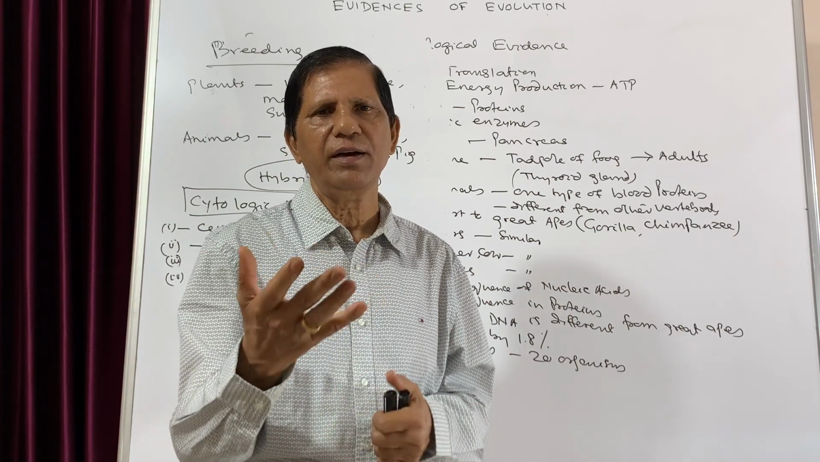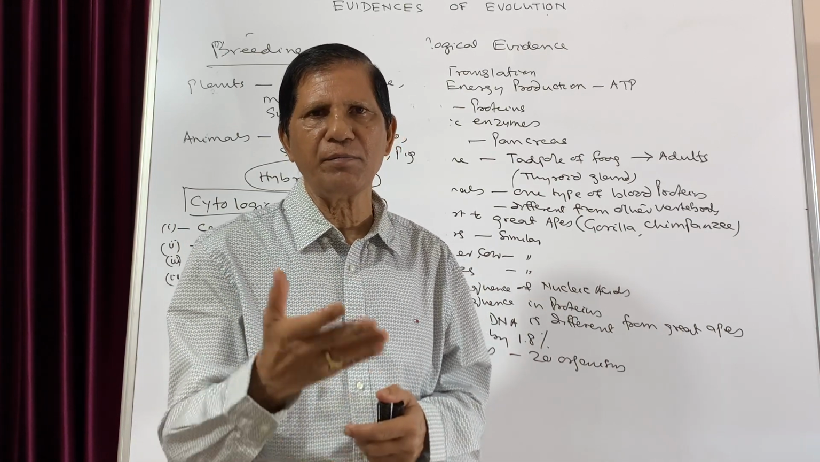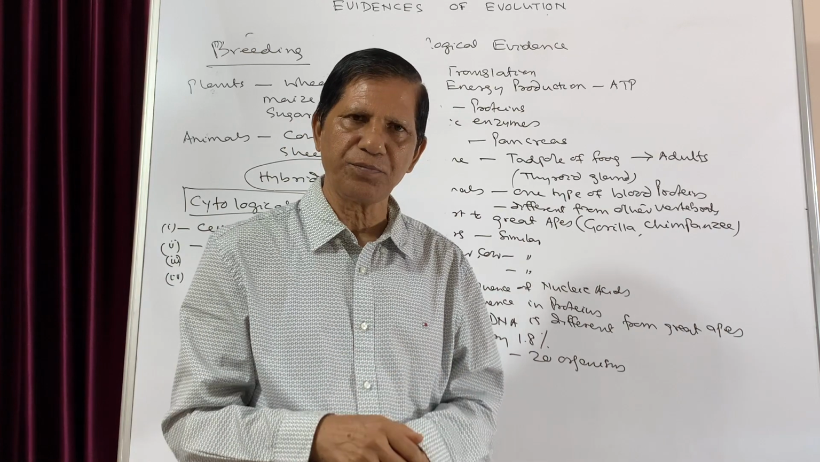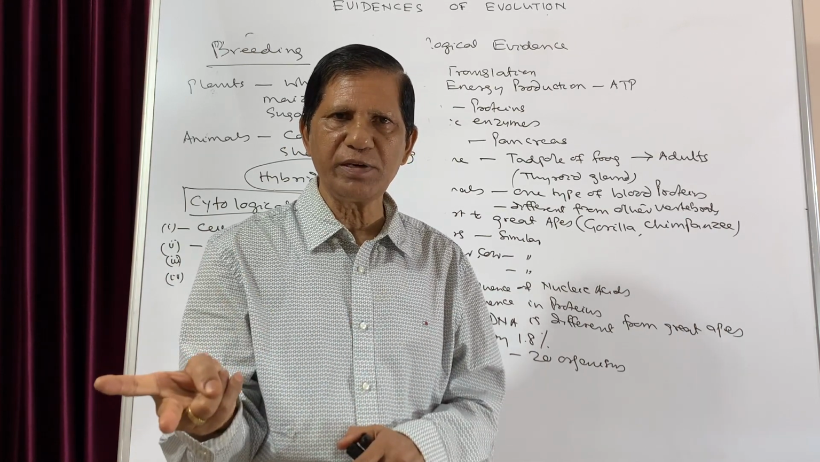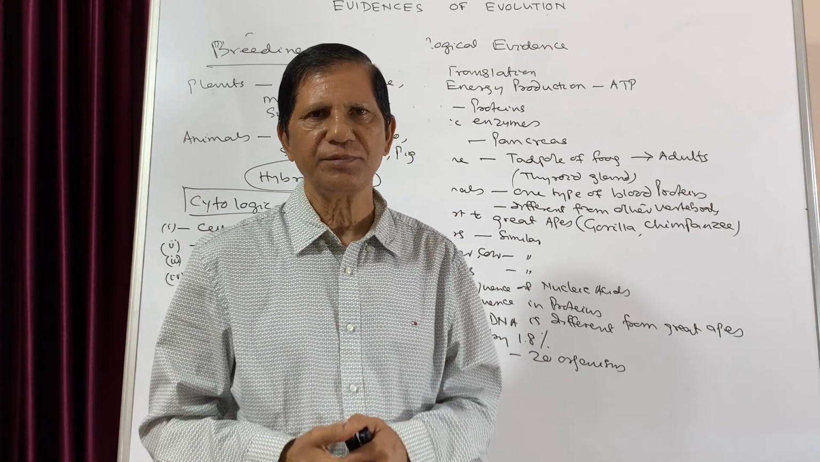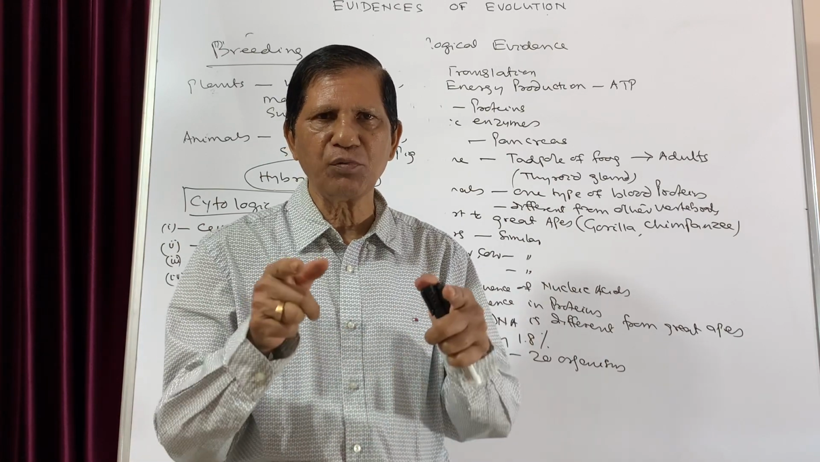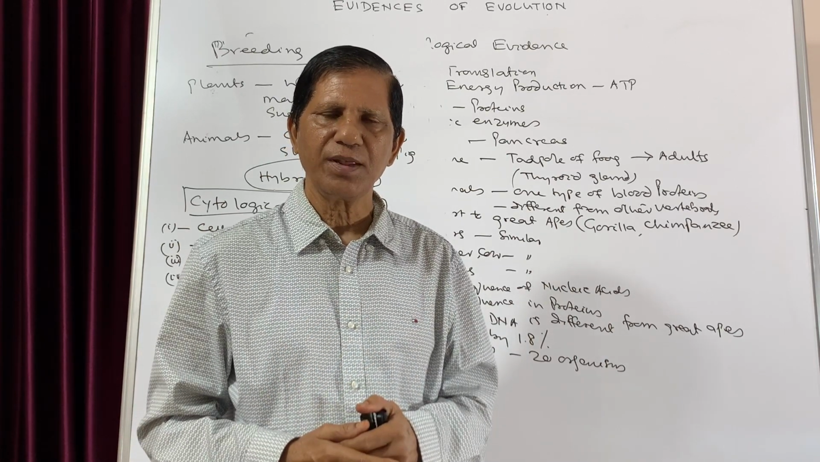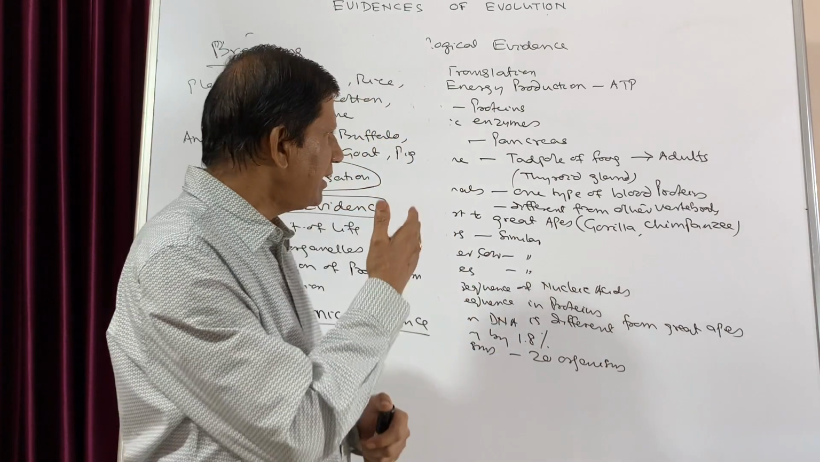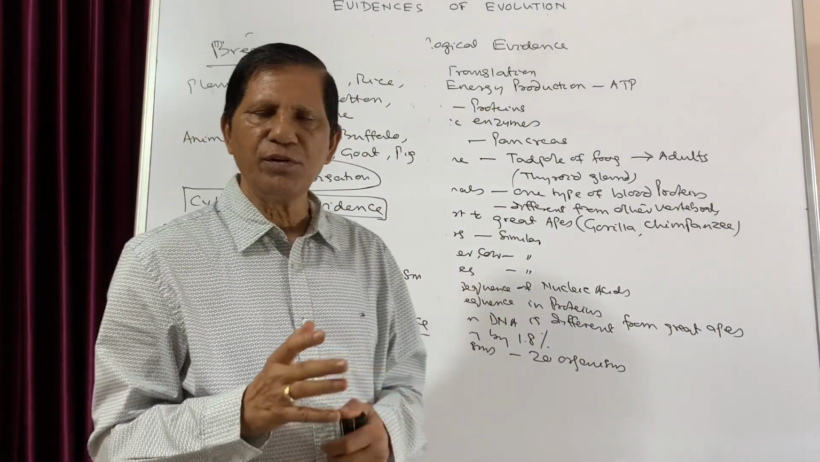Suppose you take the case of Solanum melongena and Solanum tuberosum. That means there are two different species, but the genus is the same. That means they are closely related in their floral characters. So these are some of the evidences for evolution.